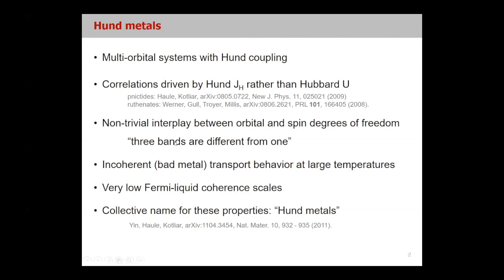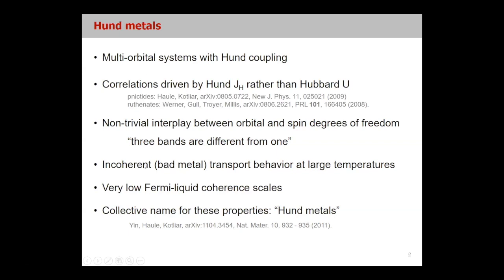This is a phrase that I took from this paper by Philipp Werner and company, who were among the earliest ones to focus on this type of physics. And Jani discussed their contribution in his talk. Okay, so we will be interested in elucidating this interplay between orbital and spin degrees of freedom.